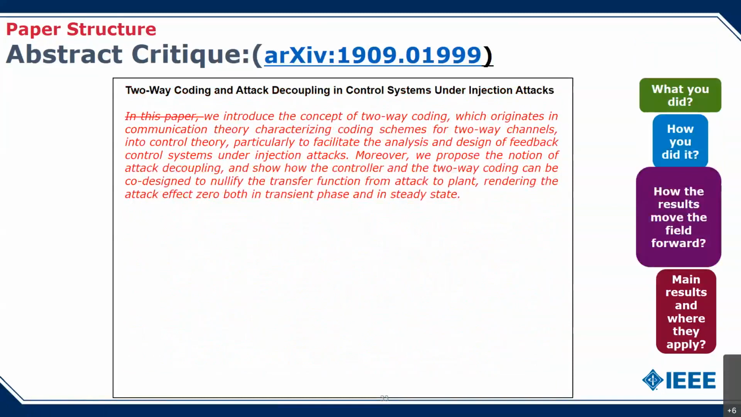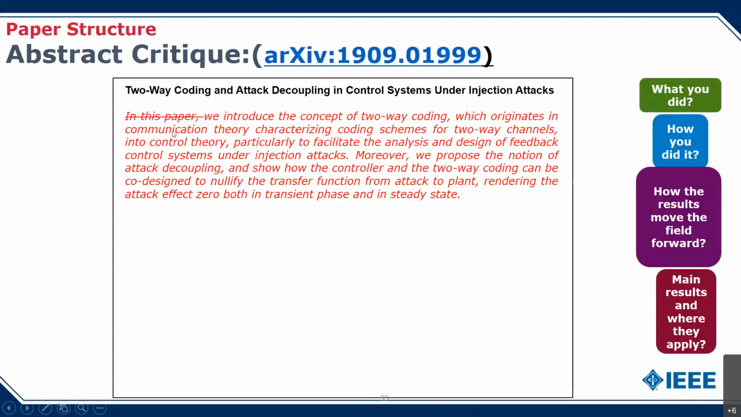Here's another example of an abstract, which I will critique. This is an example I took from arXiv, okay, last year. And if you look at the title, "Two-way coding and attack decoupling in control systems under injection attacks." So by reading this, even if I'm in a closely related field, I do not immediately have an idea of what this article is about.